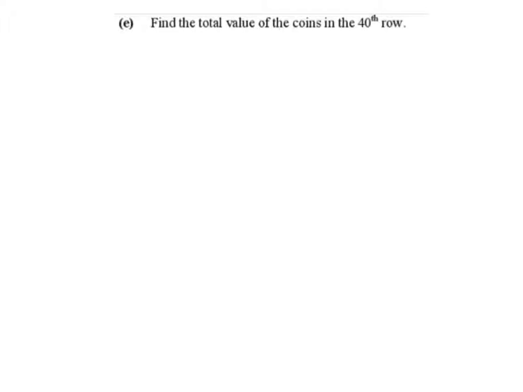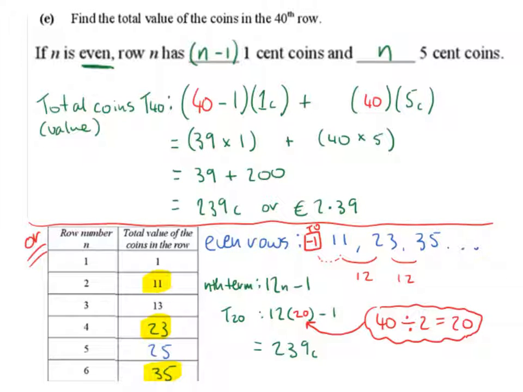Find the total value of the coins in the 40th row. So again, we're going to use this statement that we got from the previous question. If n is even, row n has n minus 1 1 cent coins and n 5 cent coins. So the total value of coins of the first 40 rows is going to be n minus 1 multiplied by 1 cent and n multiplied by 5 cent.